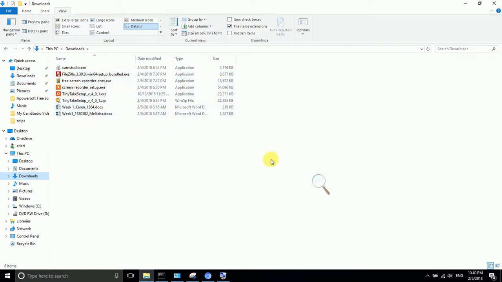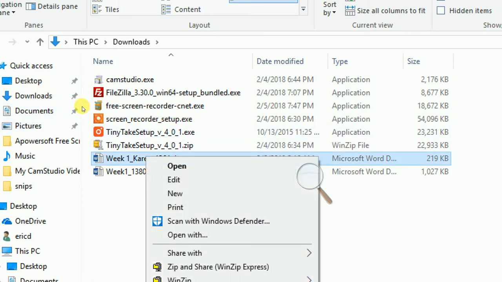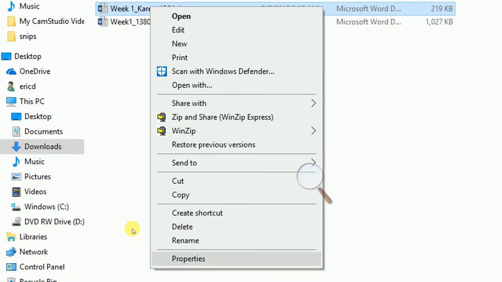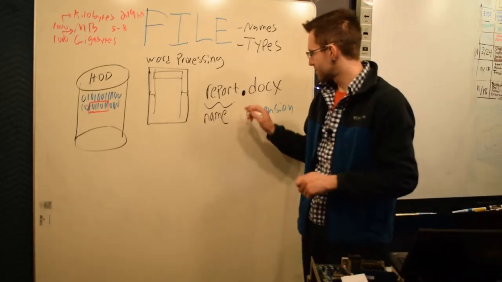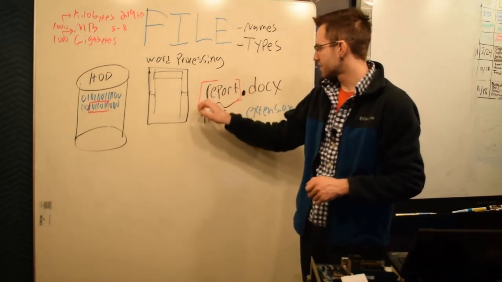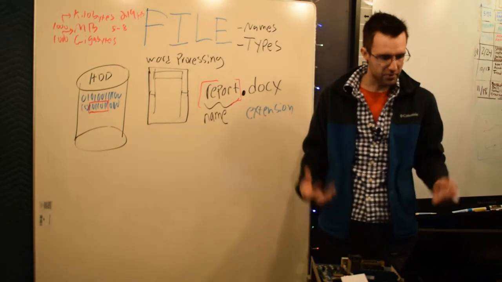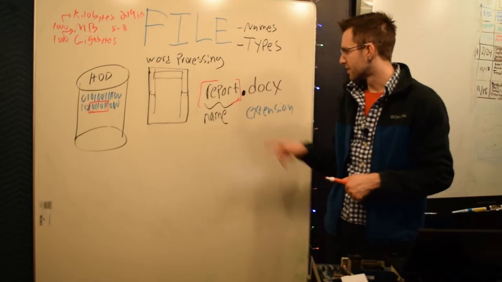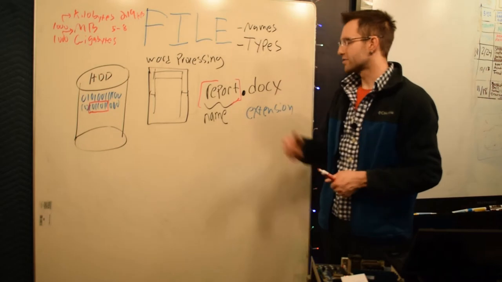So there's Karen's Word document. I'm going to zoom in again. I can right-click Karen, and now I should be able to rename this file. So I can rename it. And you'll notice that when the rename dialog comes up, it selects all of the text before the file extension, meaning in general, we don't want to tinker with that file extension, because changing the name of report to, say, week 1 Karen 1364, we don't want to change the program that opens this file. We just want to change what it's called.